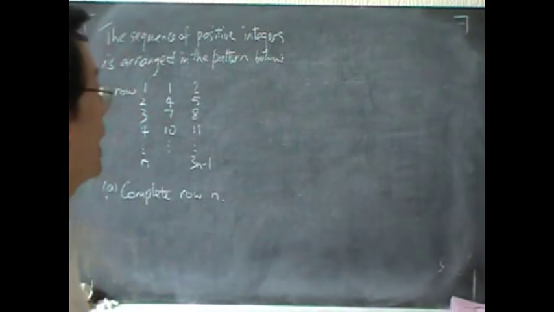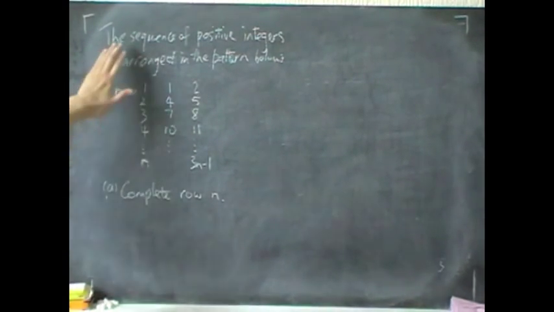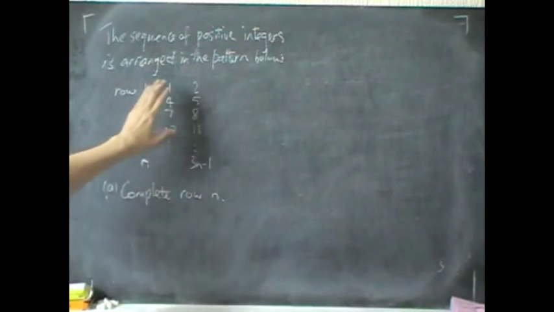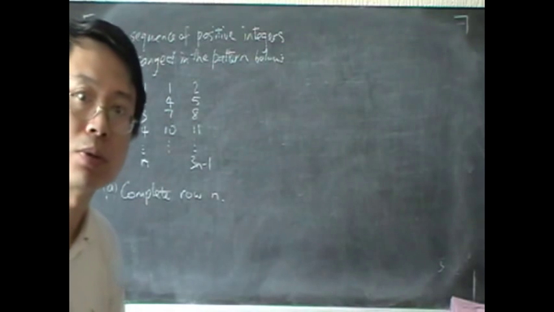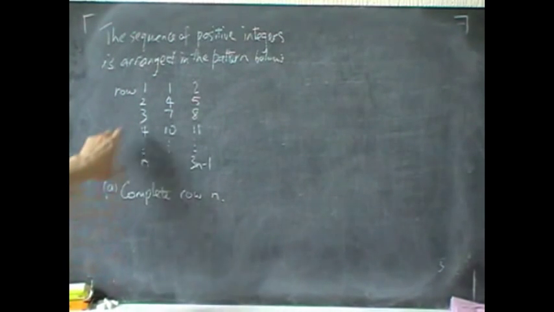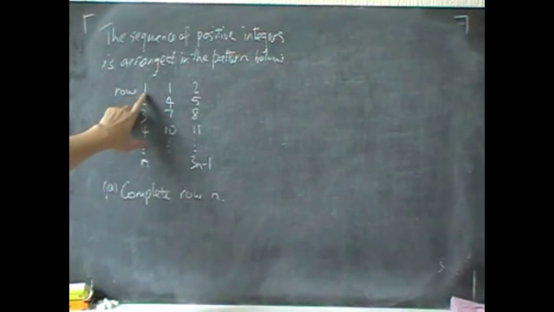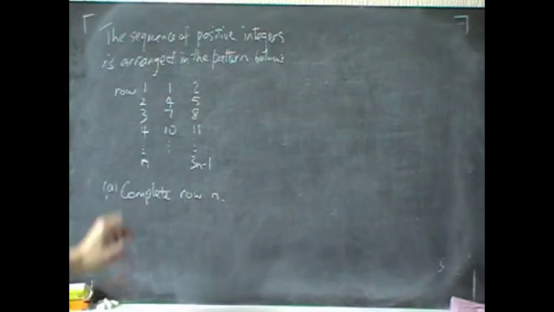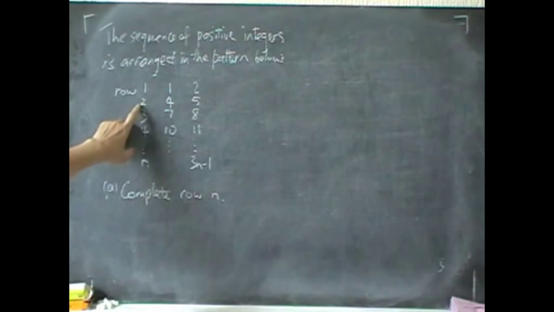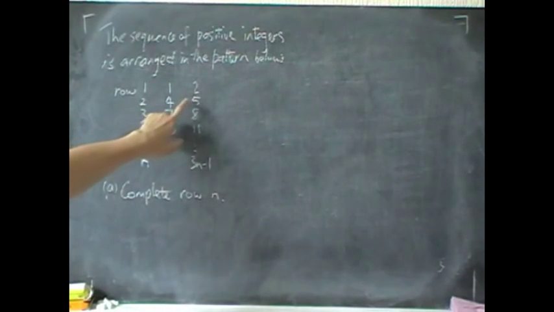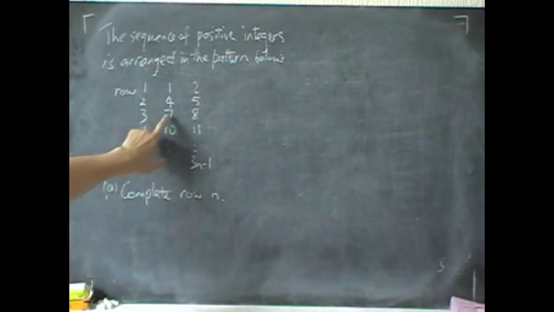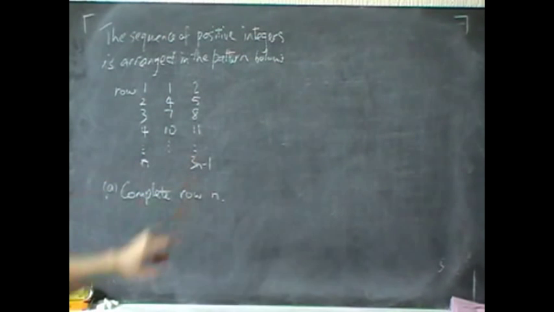We are moving on to another question. The sequence of positive integers is arranged in the pattern below. Row 1 is 1, 2. Row 2 is 2, 4, 5. Row 3 is 3, 7, 8. And row 4 is 4, 10, 11.